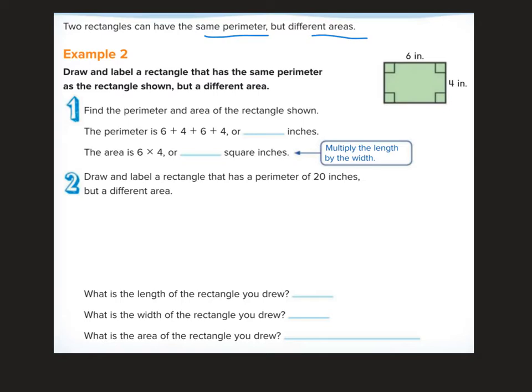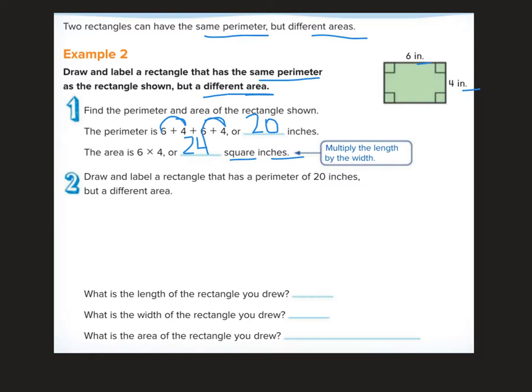Draw and label a rectangle that has the same perimeter as the rectangle shown, but a different area. Okay, so first we're going to find the perimeter of the rectangle shown. 6 and 4 is 10, and 6 and 4 is 10. 10 and 10 is 20. And the area, 6 times 4 is 24 square inches because our units are inches over here.